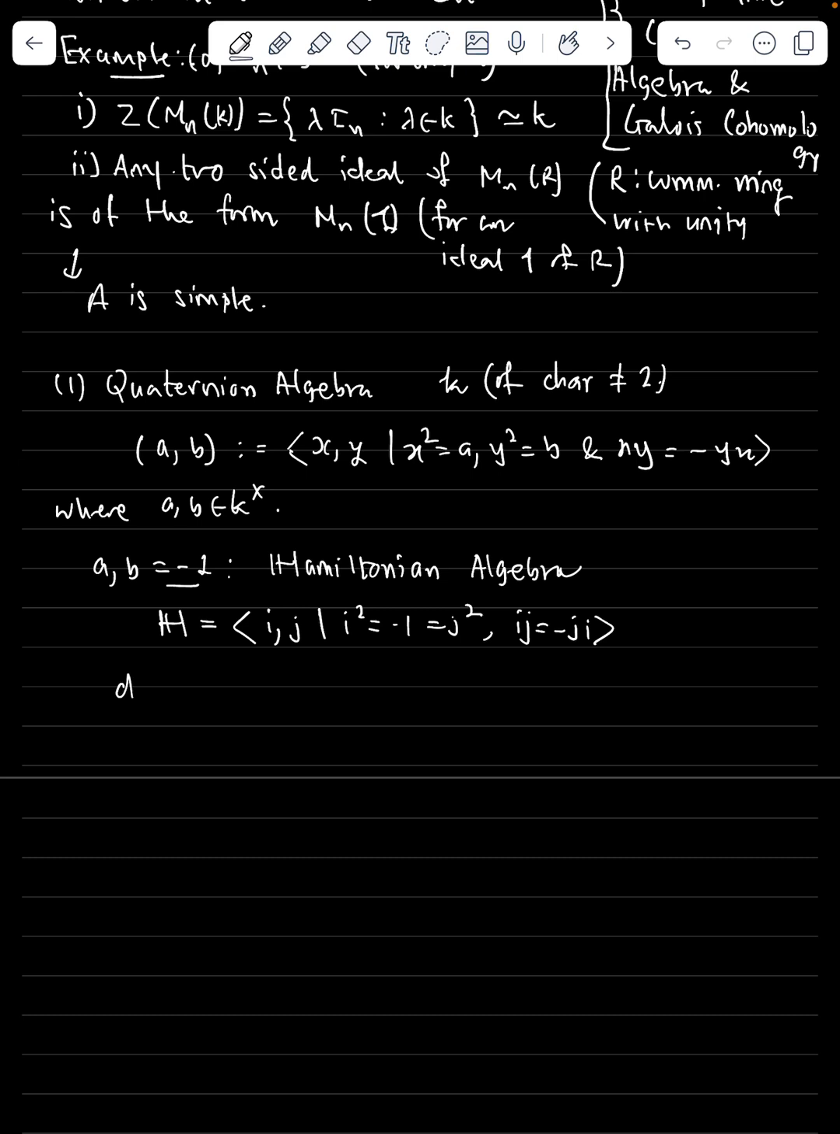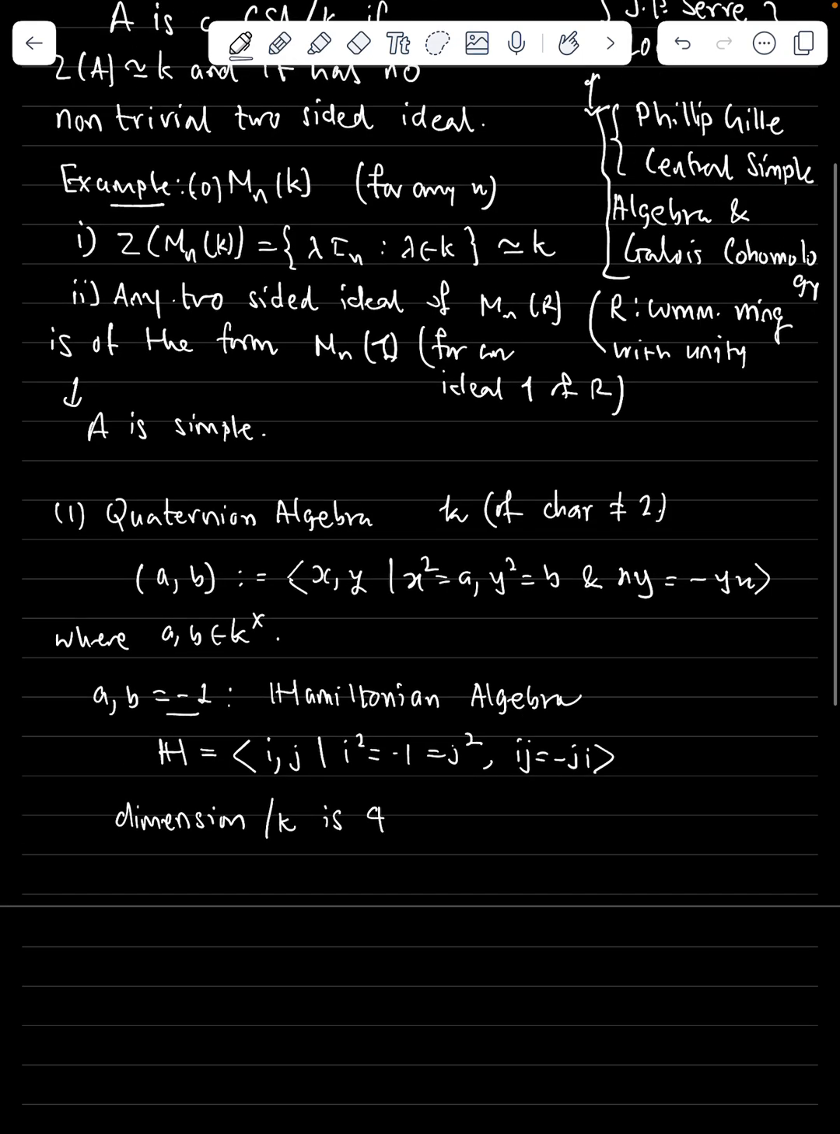Its dimension over K is 4. You can easily check because it's generated by 1, x, y, and xy. For the matrix algebra also it's obvious that its dimension over K is n squared. So one similarity from these two examples is that the dimension is always a square of a natural number. It's 4 here, it's n squared there.